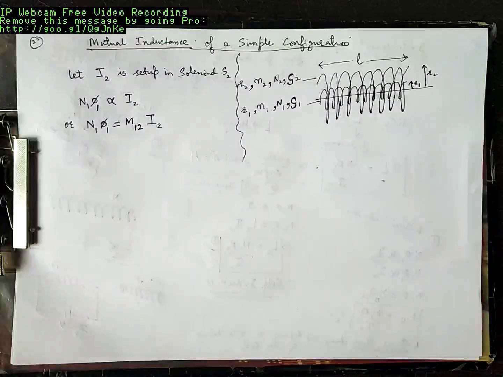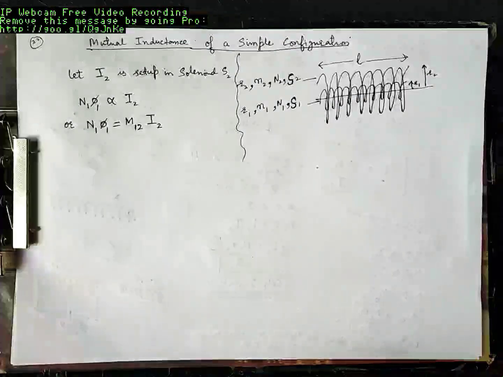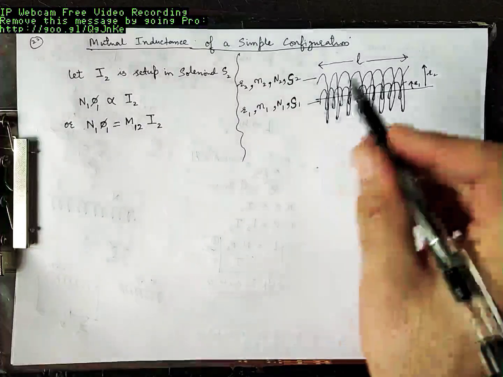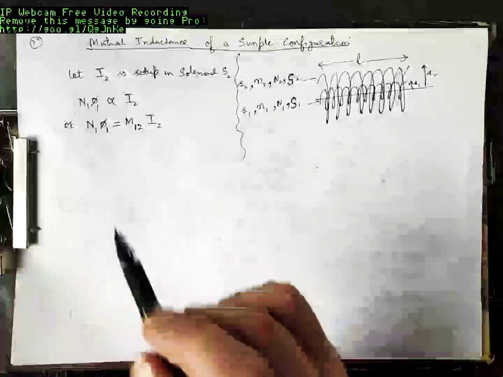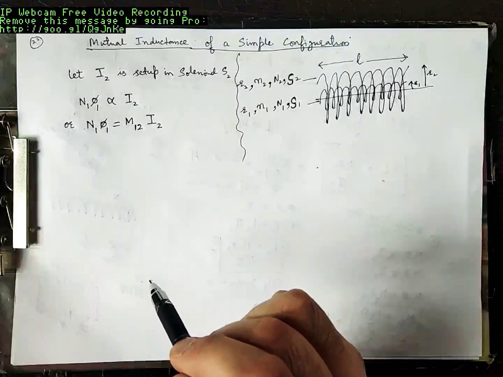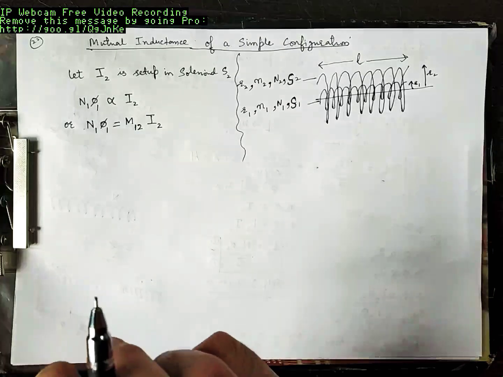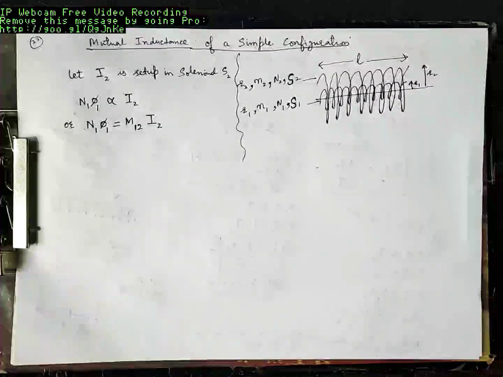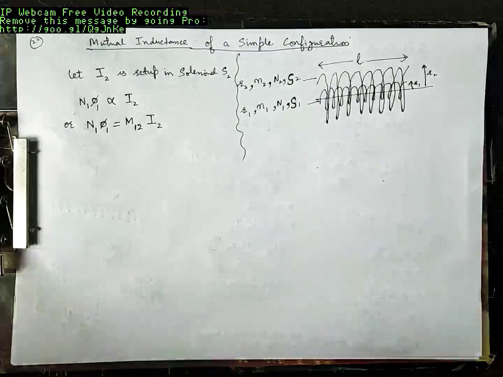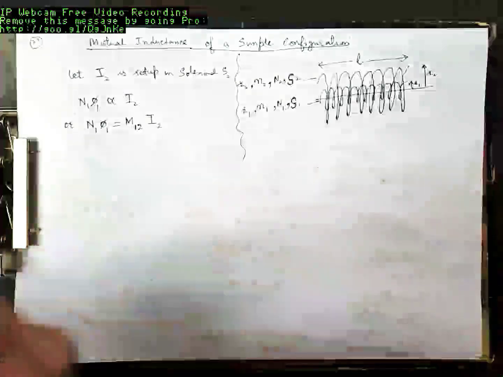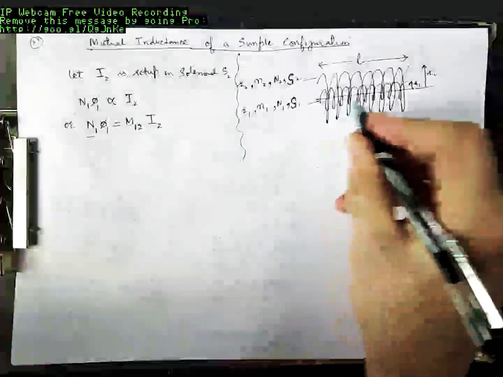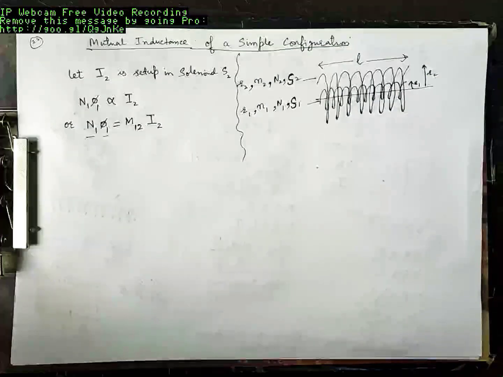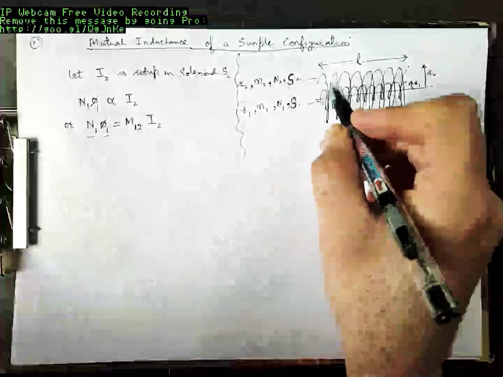Let me remind you what we basically want to calculate: the expression for mutual inductance between the coils. Remember, the expression that I will derive here is not a general expression for mutual inductance in all cases. No, this is the expression for mutual inductance for this configuration of two solenoids. Now, N1 is the number of turns in solenoid 1, phi 1 is flux through solenoid 1, M12 is mutual inductance of 1 with respect to 2 that we want to calculate, and I2 is current flowing through solenoid 2.